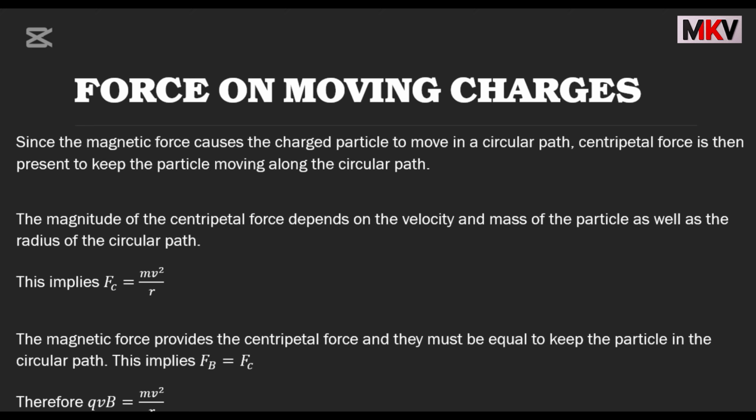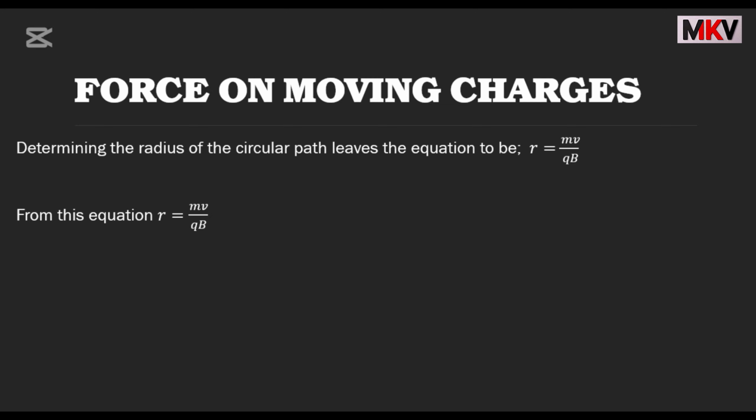Now, since the magnetic force provides the centripetal force, they must always be equal to keep the particle in the circular path. Therefore, the magnetic force is equal to the centripetal force. Equating these two relations, we have qvB is equal to mv squared over r. Now, this equation can be simplified, and a variable can be made the subject of this relation. Determining the radius of the circular path leaves the equation r equals mv over qB.